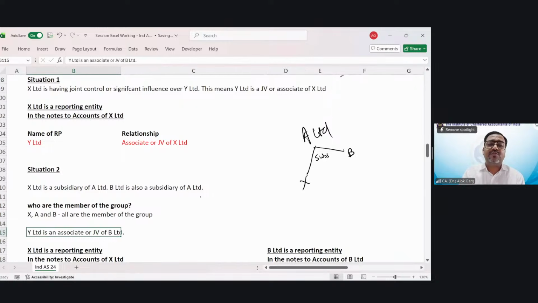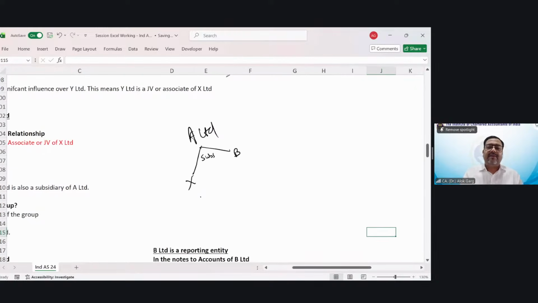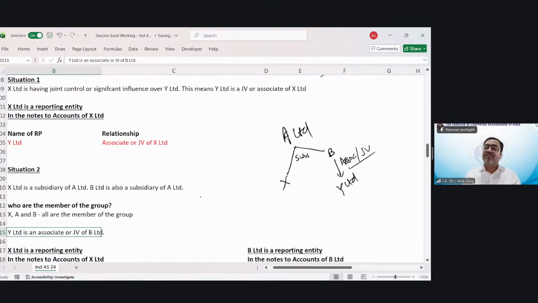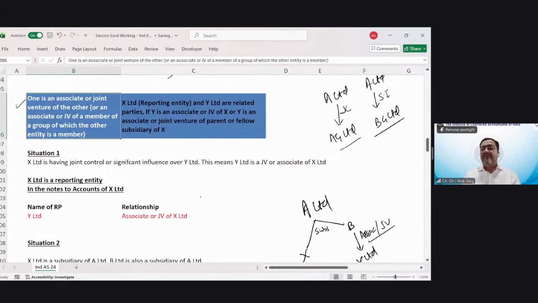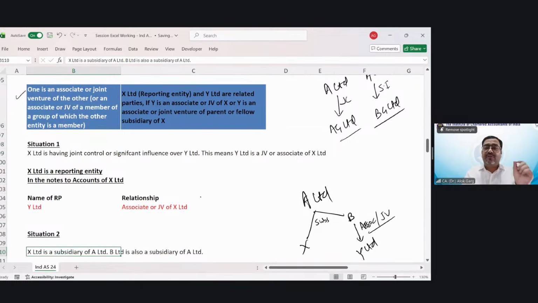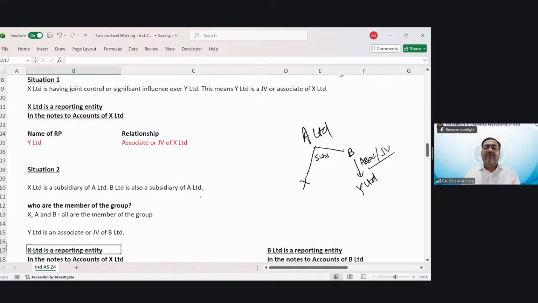Now Y Limited is an associate or JV of B Limited. Y Limited, either it is an associate or it is a JV, one and the same thing, right? This Y Limited is an associate or JV of B Limited, and what does the relationship say? Number one, if one is an associate or JV of the other, it will become a related party, or an associate or JV of a member of a group of which the other entity is a member, right? So if that person is an associate or JV of a member of the group of which the other entity is also a member, then it will also become a related party.